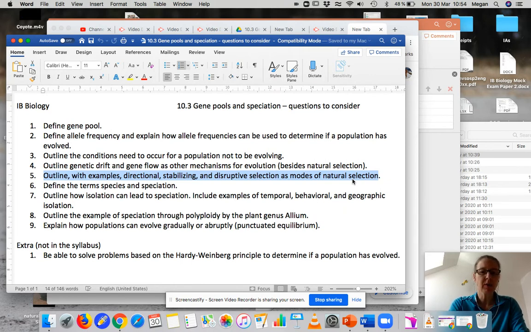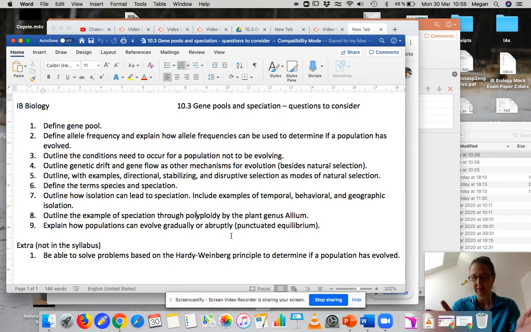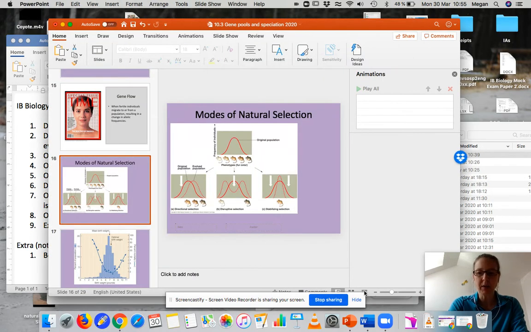We're also going to look at speciation in depth and how we go from one species to a couple of different species. And then finally, we're going to look at the tempo of speciation, how quickly a species can evolve into two new species. So let's take a look at our PowerPoint, and we're going to start with the modes of natural selection.